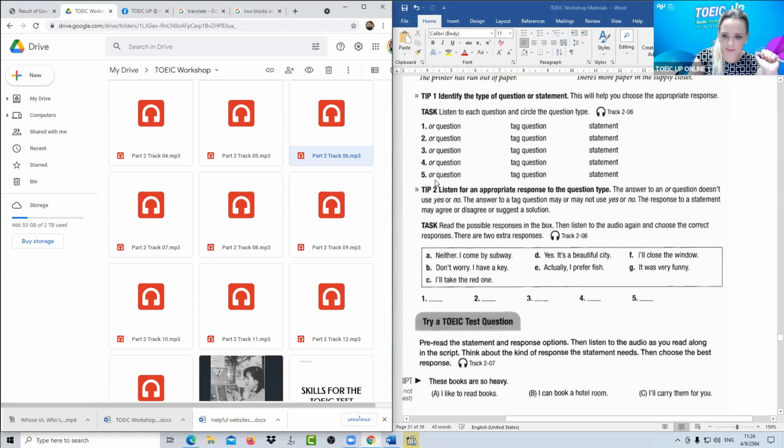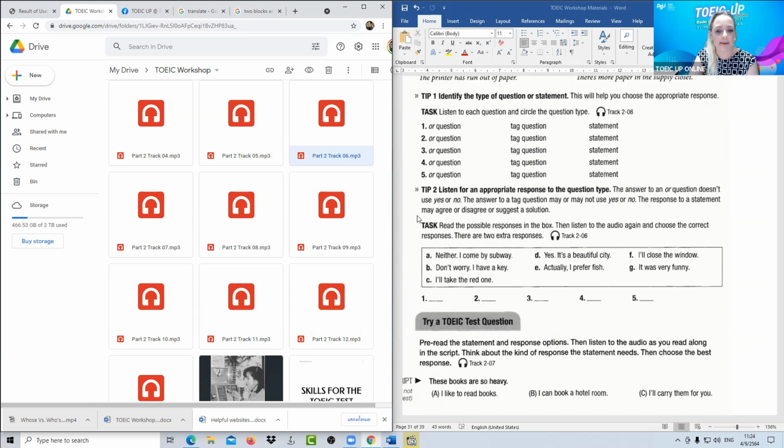So, tip. Listen for an appropriate response to the question type. So if you can identify what type of question it is, it's easier to listen to the response. The answer to an or question doesn't use yes or no. Remember that. It never uses yes or no. The answer to a tag question may or may not use yes or no. The response to a statement may agree or disagree or suggest a solution. Okay. So those are the type of responses you will listen for.